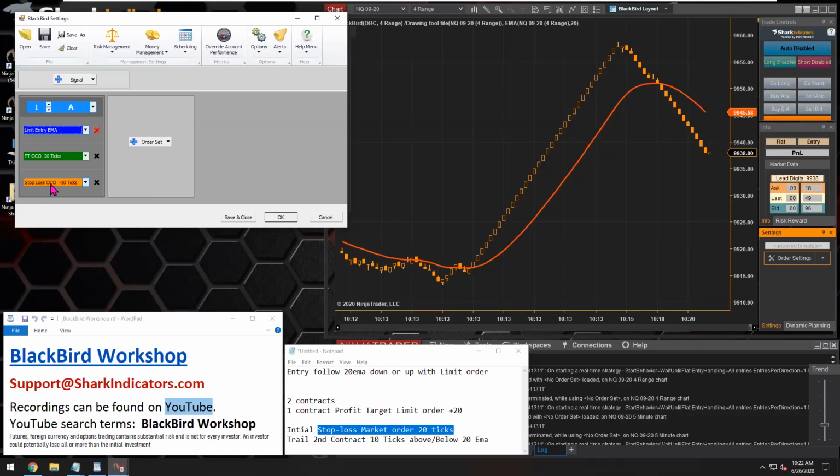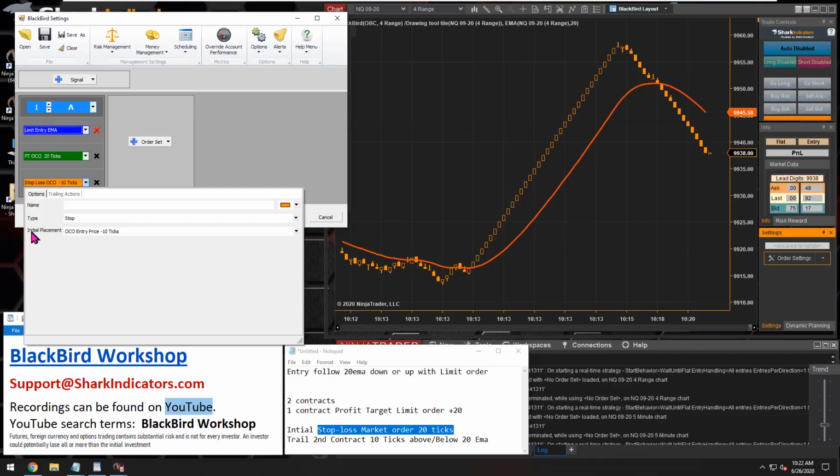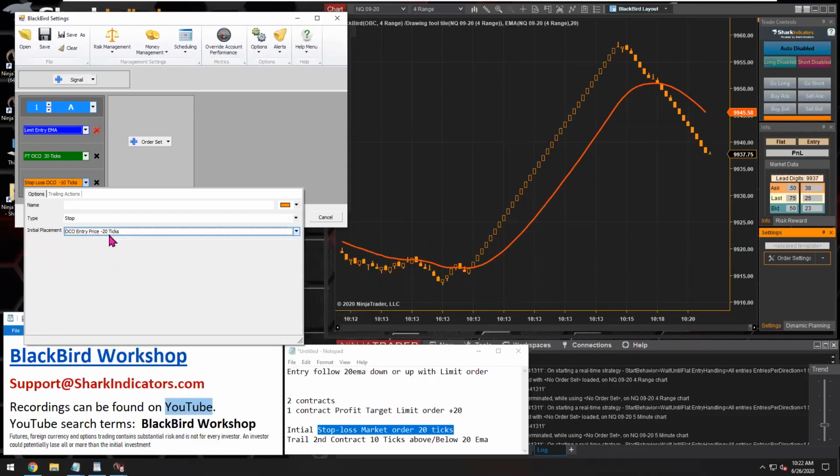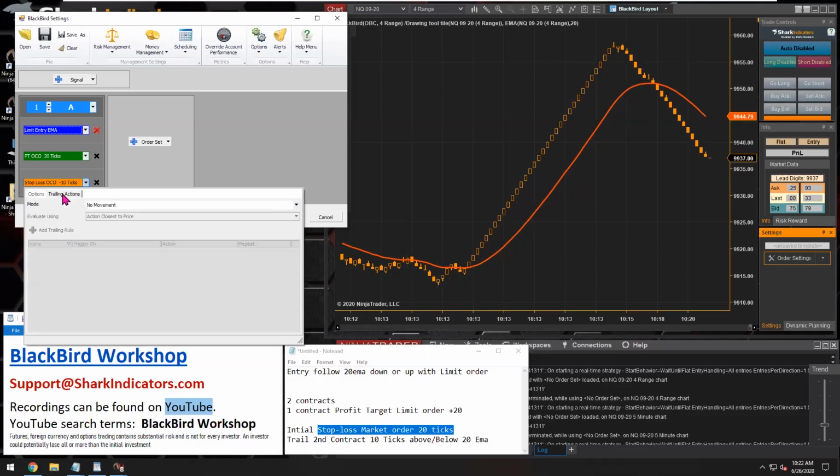So let's open up the order. For the initial placement, let's adjust that so it's a 20 tick. All right, so there we go. That's a negative number for a long trade. So there's the initial placement of 20 ticks. And then let's go into the trailing actions, and we'll create a custom trailing rule here. And let's add that.